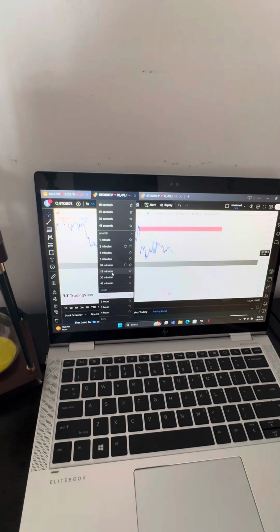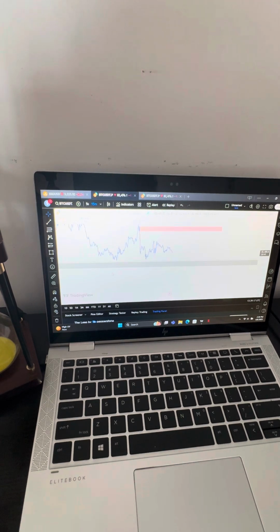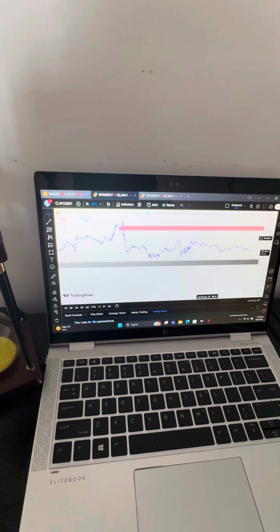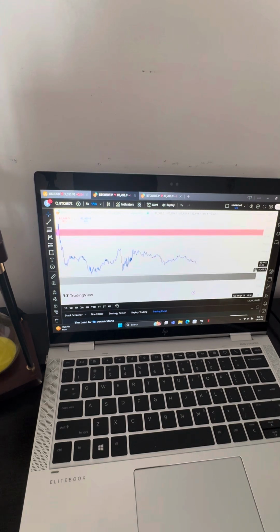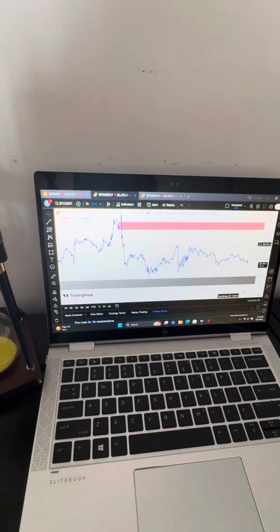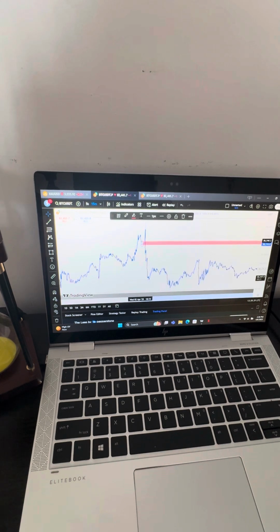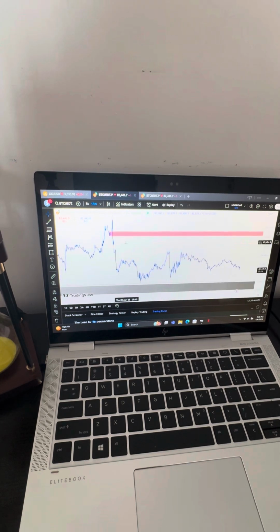So we move down to the 15 minutes time frame. This is the time frame where I take my trade. This is where I take my trade from. So as you can see now, this was an order block which later became a breaker block. This is a breaker block here.